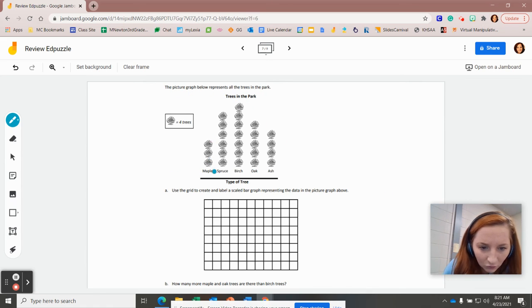And each of these pictures, so they're maple. There's 3 maple trees. Spruce has 1, 2, 3, 4, 5, 6. Okay, birch has 7. Oak has 1, 2, 3, 4, 5. And ash has 4. So you'll find the name and then the tree that represents it. Now look, it represents 4 trees. One of these trees does. So even though there are 3 trees here, you have to pay attention to this key. Okay, so 3 trees, 3 times 4 actually gets you 12.